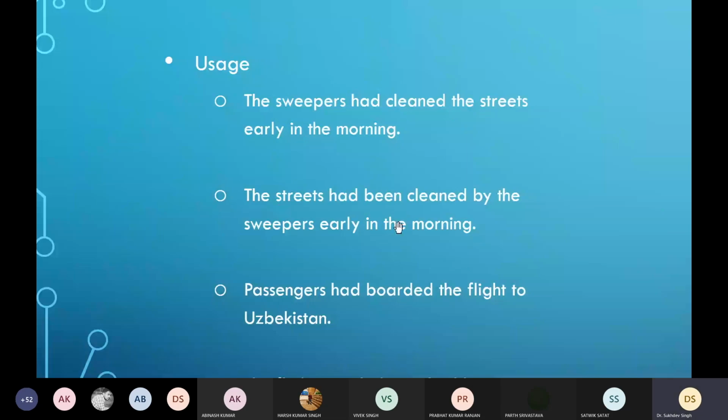And after that, we use the had and then add been. And then third form remains the third form. We add by. After that, we fix the sweepers, which was the subject in the previous sentence, and then early in the morning remains the same. The sweepers had cleaned the streets early in the morning is converted into passive voice as the streets had been cleaned by the sweepers early in the morning.